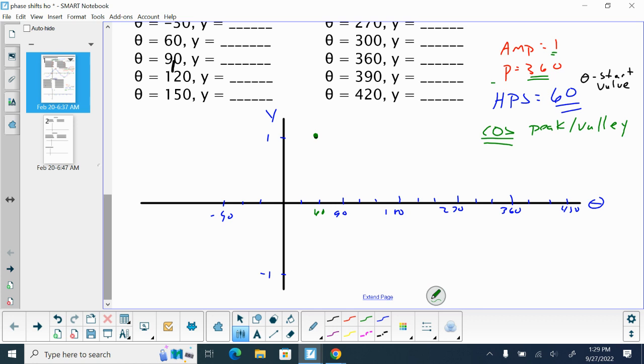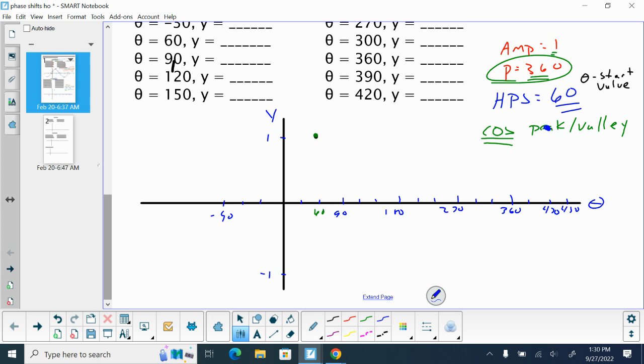Next thing we take a look at is the period. The period is the number of degrees in the cycle. A cycle is from a point to another point where it starts to repeat itself. So if I start at 60 degrees and travel the period, which is 360 degrees, what degree measure will we be at? If I start at 60 and go out 360 degrees, that's going to take me to 420 degrees. And at 420 degrees, I need to be at my peak again, because every 360 degrees I will be at the exact same value.